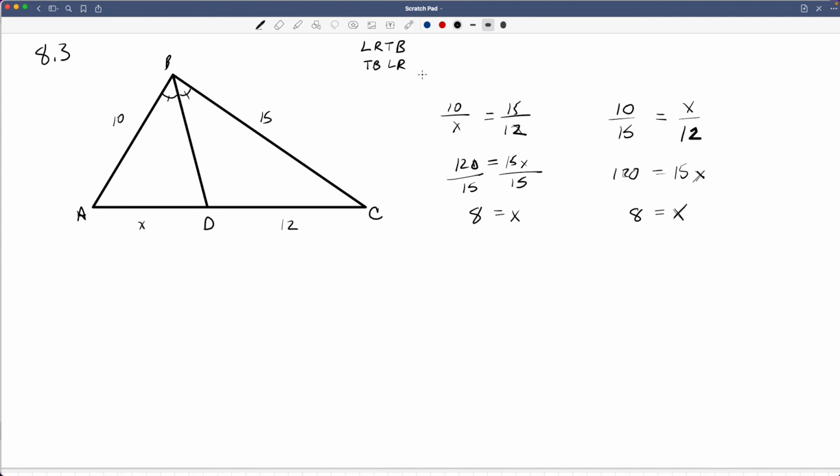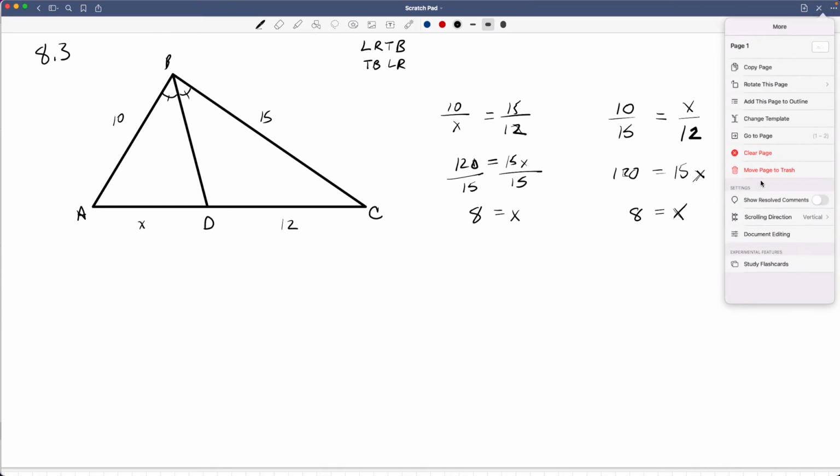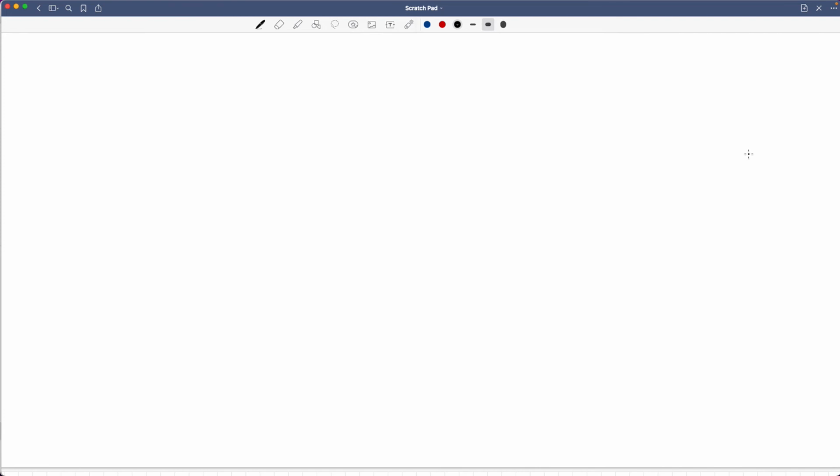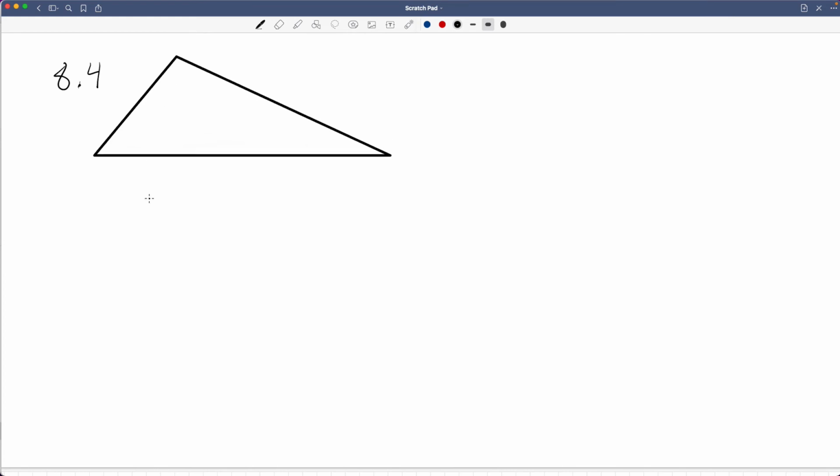That's going to be 120 is equal to 14x. And when I divide both sides by 14, I can't really divide that, but I can reduce it, and I get 60 over 7. 7 is a prime, so it doesn't go into 60. So the answer is 60 over 7 is the value of x, and that is correct.